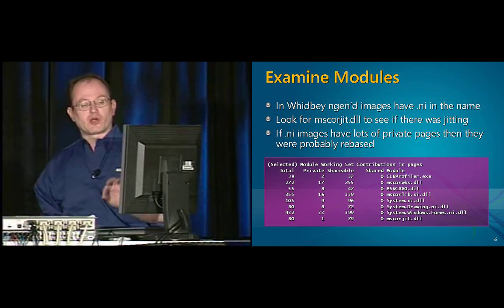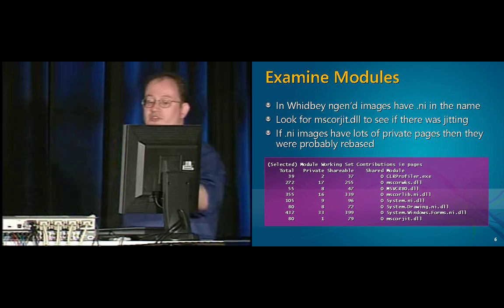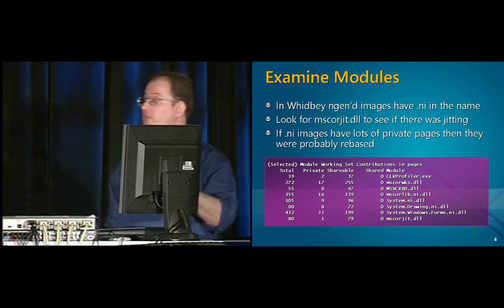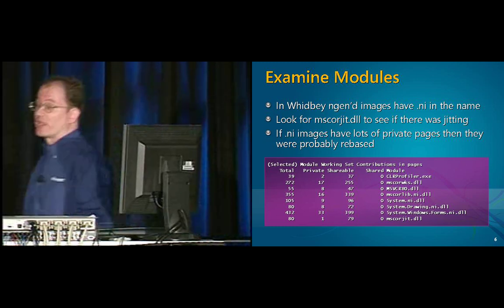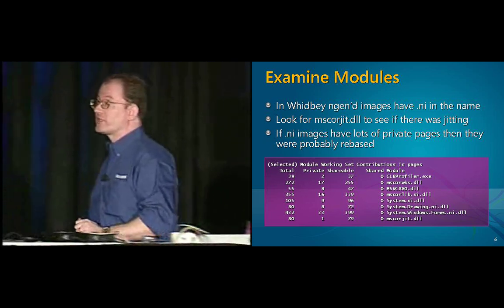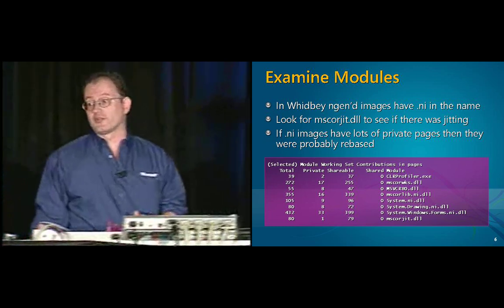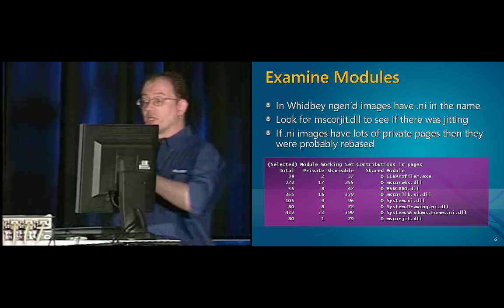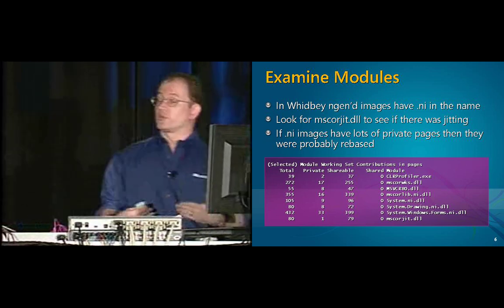If the number of private pages associated with a particular DLL, like mscorlib.ni.dll, for instance, was very close to the total, that's a sure sign that that DLL has been rebased. Okay? DLLs not getting their preferred load address is bad news for your performance and bad news for memory overall on the system. So if you were seeing rebased DLLs, you'd want to go and look at NGenning again with different base addresses and making sure that your DLLs were getting striped.